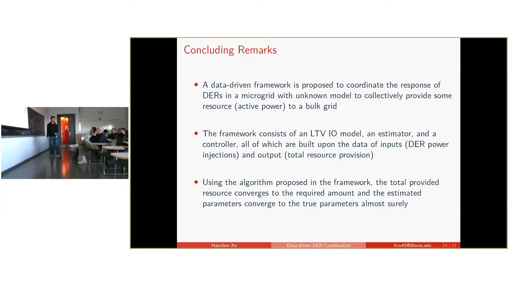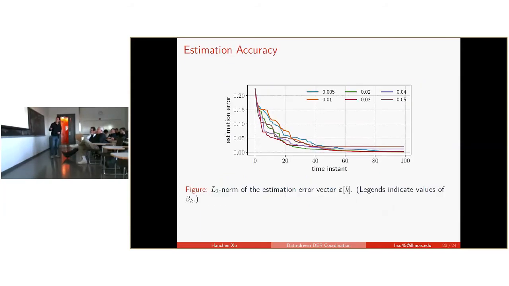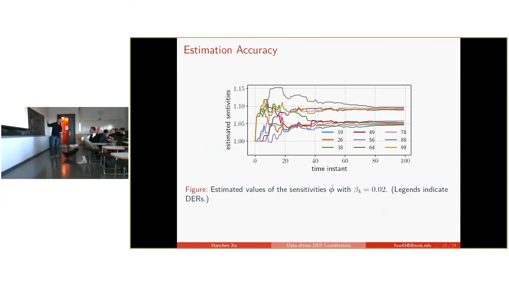So that's pretty much all. To sum up, we propose a framework to coordinate the DERs so that they can collectively provide some resource to the bulk grid. The framework consists of a linear time varying input output model, and the estimator and the controller, which are myopic but work. Using the framework, both the control and the estimation will converge almost surely. And these are the true values which we saw earlier that they converge to.